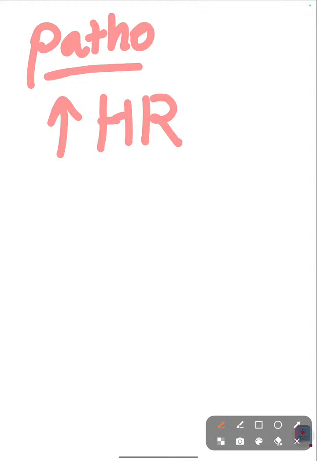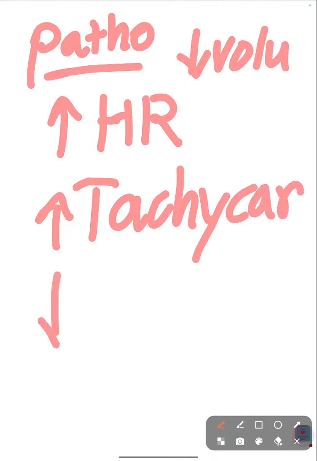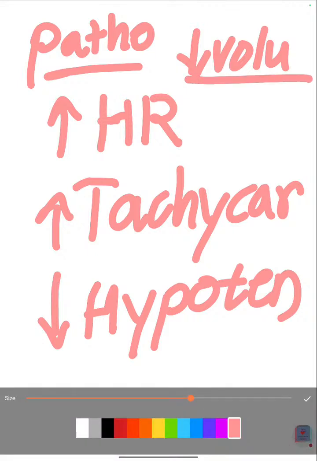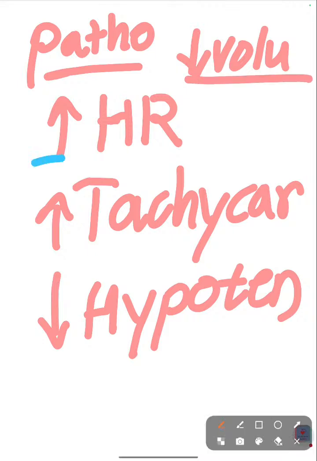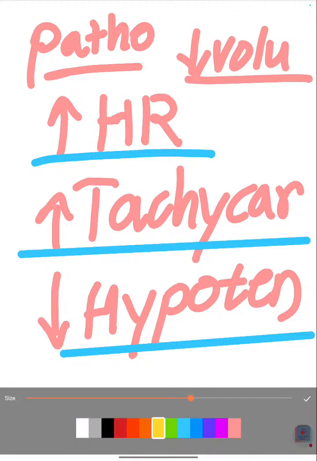So what is happening? The volume is less, but the heart rate is increased, there is tachycardia. Tachycardia means increased heart rate. There is decreased blood pressure called hypotension. In all shocks you can see hypotension. Because of the decreased volume, the heart rate is increased, there is tachycardia and hypotension.